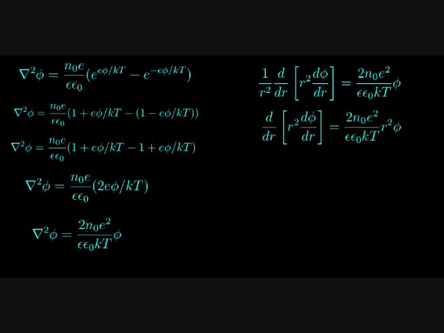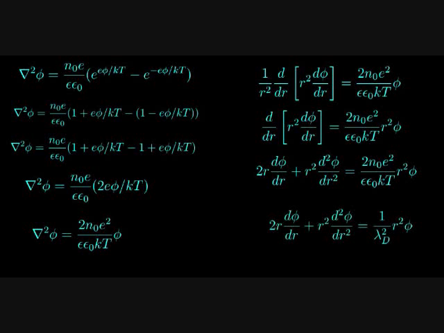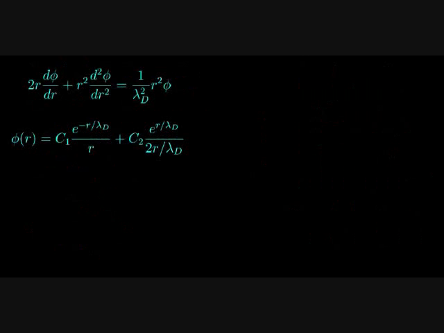Use the product rule on the left-hand side. Define 2 N0 e squared over epsilon epsilon naught kT as 1 over the Debye length squared, where lambda sub D denotes the Debye length. Plug this equation into Mathematica to get the solution. We need to impose constraints to get the arbitrary constants, C1 and C2. We demand that the potential vanishes at infinity, so C2 equals 0.